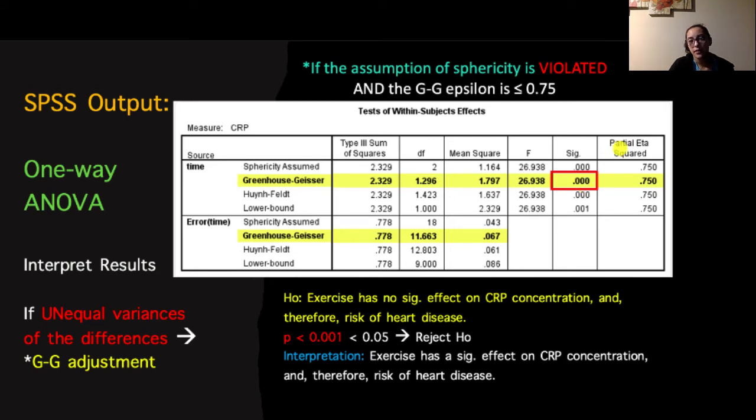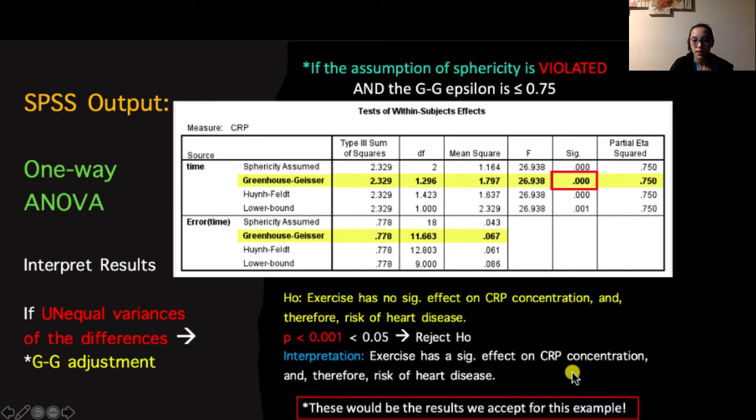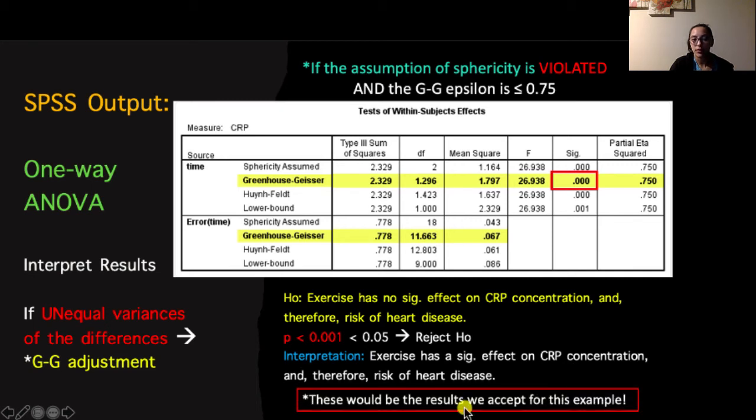The interpretation of this p-value is the same as if we assume sphericity, though. Okay, so it's still the p-value for the main effect of the ANOVA, in which case, because p is less than 0.001, we can then interpret that exercise has a significant effect on CRP concentration. Okay, so this would actually be the result we would accept for this example, because we violated sphericity and we had a Greenhouse-Geisser epsilon value less than or equal to 0.75.